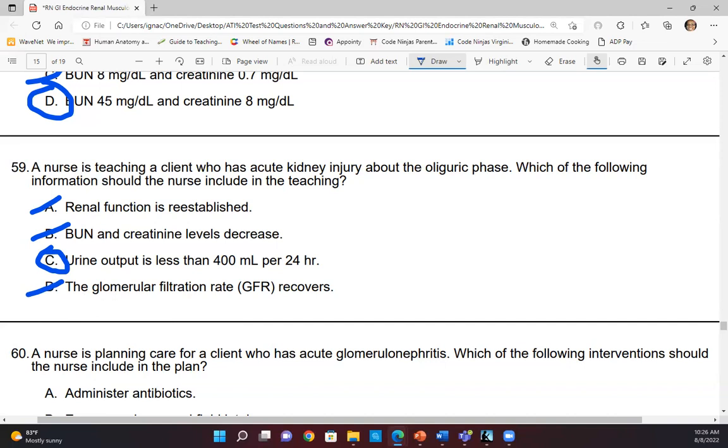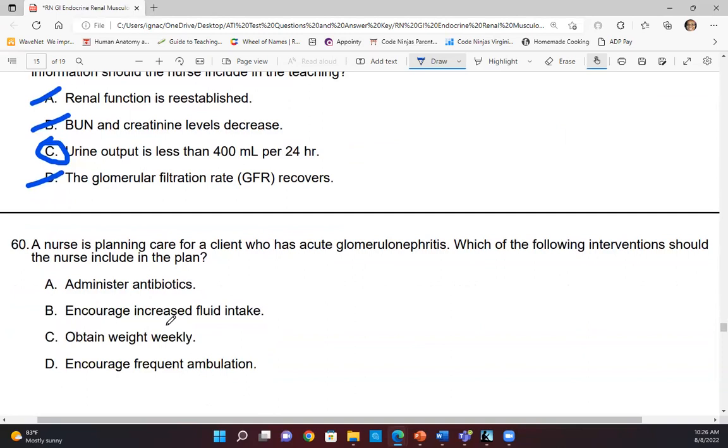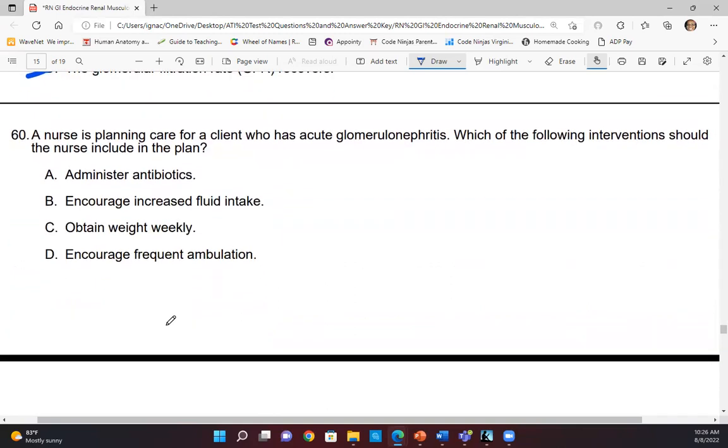Urine output is less than 400 mLs per 24-hour period, right? And so this inadequate urinary output is associated with the oliguric phase of acute kidney injury. Okay, so we really need to be focusing on that, especially for the oliguric phase. Okay, let's do one more question if you have time, and we'll look at number 60.